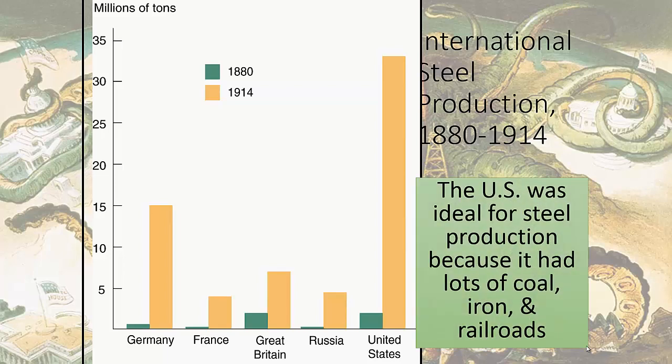This is because the United States is ideal for steel production because the coal can fuel the steel furnaces, the iron is the raw materials, and our railroad infrastructure will provide a means for distributing steel throughout the country.